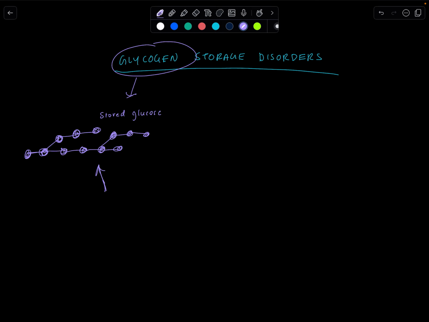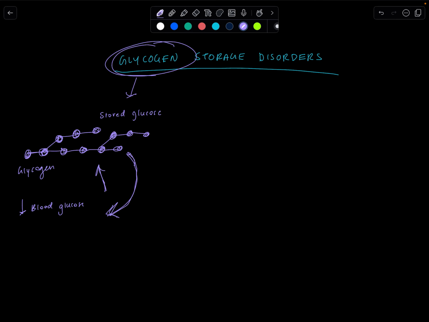So we have this stored glucose in the form of glycogen. When we have low blood glucose, we want to break these apart and get it into the bloodstream so we have free glucose coming into the bloodstream in order to increase our blood glucose.